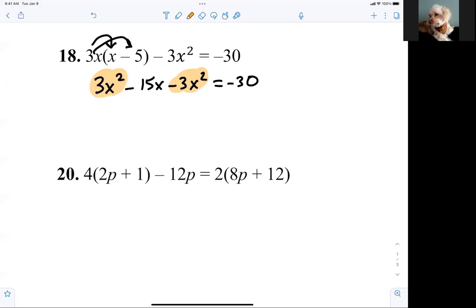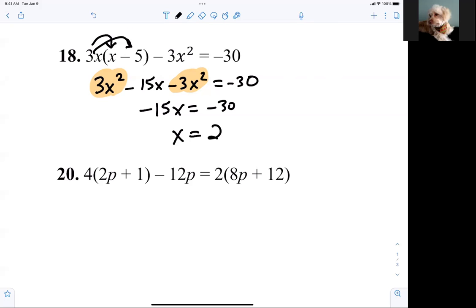What happens to the 3x² and the negative 3x²? I'm asking you what happens to them. Yeah, they cancel. So it's just negative 15x. So the x equals... Yes, that's it. Every single time. Well, next week, I'm going to teach you how to solve a quadratic. This week, we don't know how to solve quadratics. So what's always going to happen to the second term? It's always going to do what? If it doesn't cancel, you did it wrong.